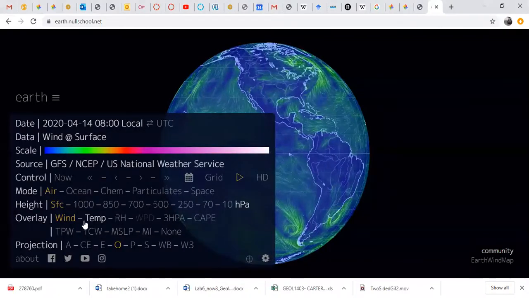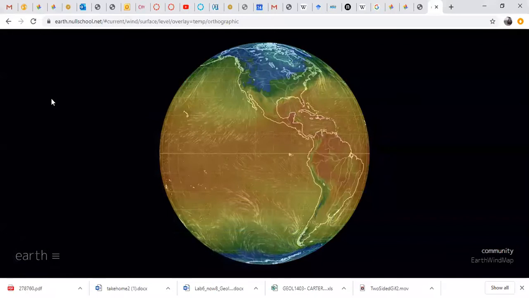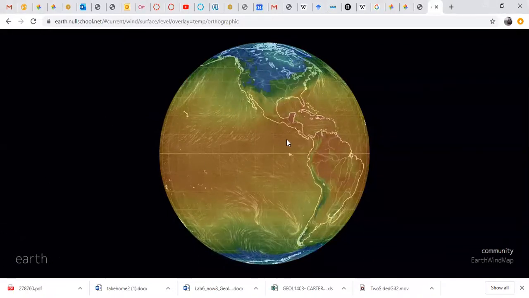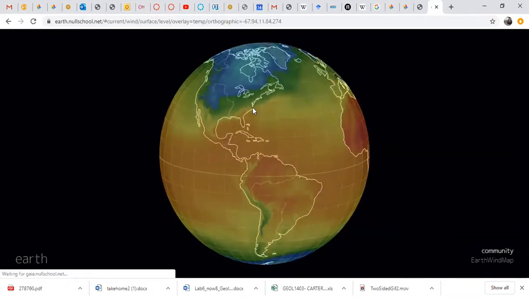The first thing you're going to want to do is click on the Earth menu and then click on temperature, or temp, is where it's going to be. And what that'll do is it'll pop up a map of winds and temperatures.